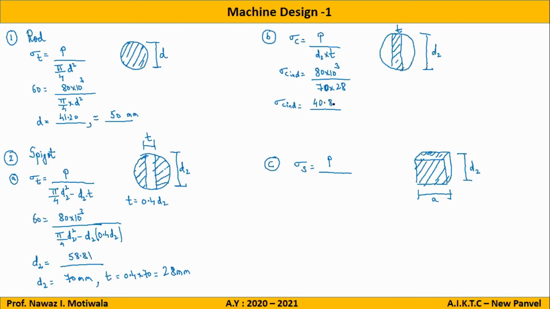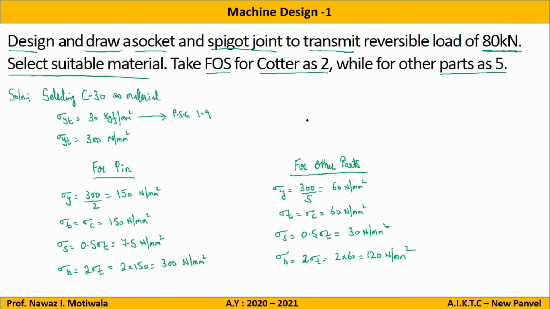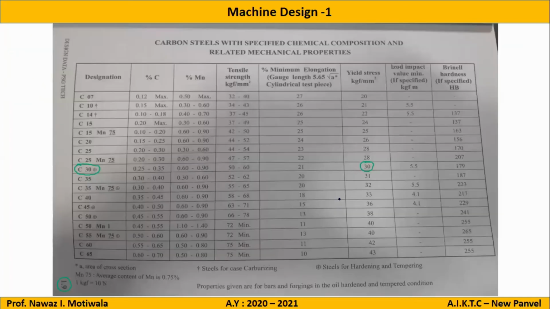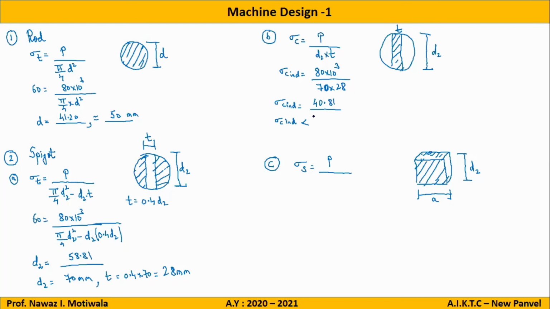So we are getting 40.81. Okay, and is it less than sigma c permissible for spigot? For the other parts, what is sigma c? 60. So sigma c induced is less than sigma c permissible. Hence, what can I write? Design is safe.